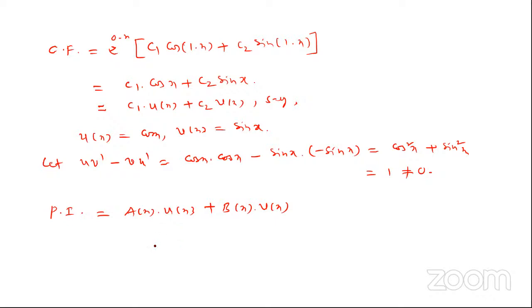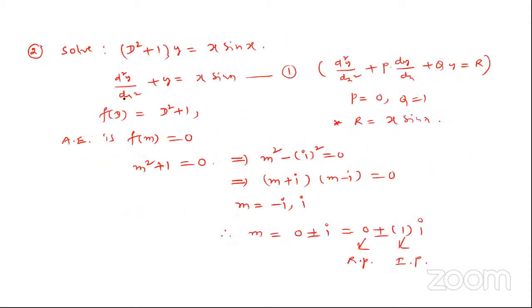Now let us try to evaluate the values of a of x and b of x. First, a of x. What is the a of x formula? Minus integration of r into v divided by uv dash minus vu dash dx. So minus integration of, please, what is r value?